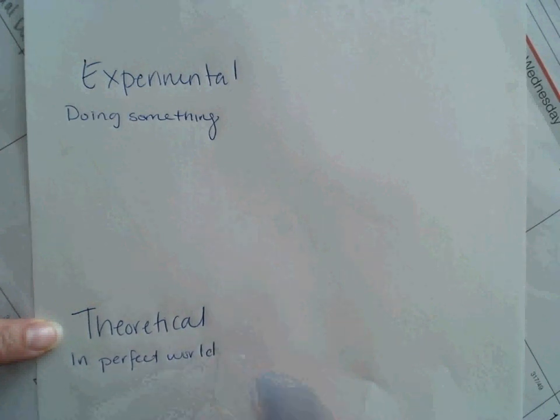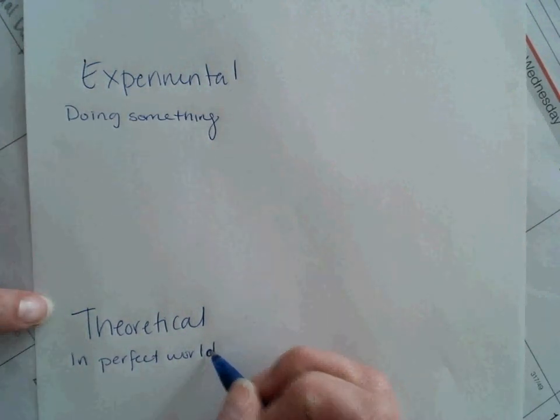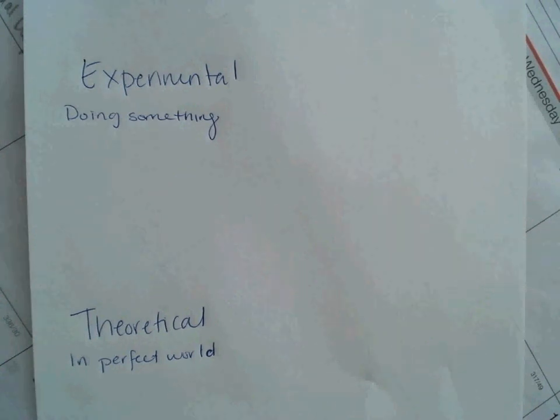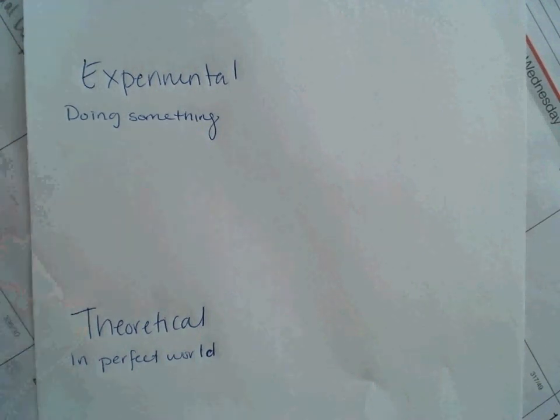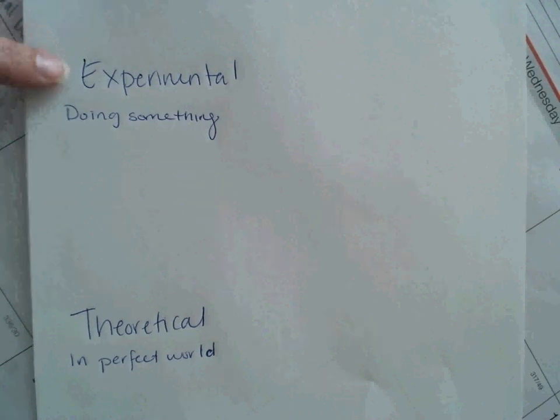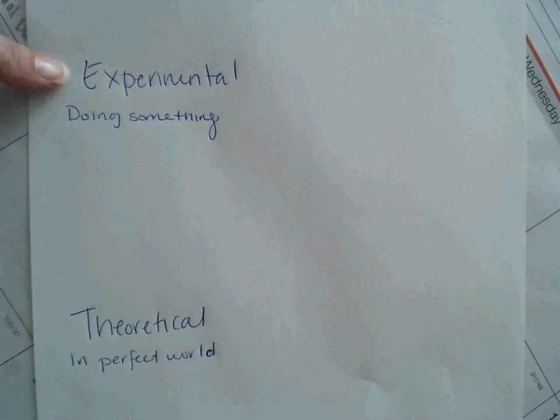So if I say I flipped a coin, I would assume that if I flipped a coin 20 times, 10 of those times would be heads, 10 of those times would be tails. Because theoretically, it's a 50-50 chance. However, experimentally, I could get 5 heads and then 15 tails.